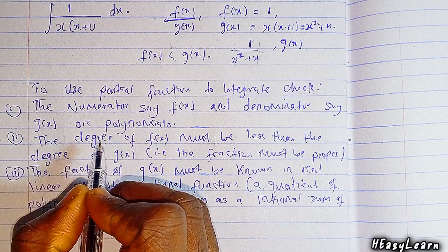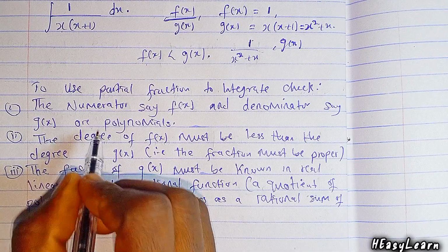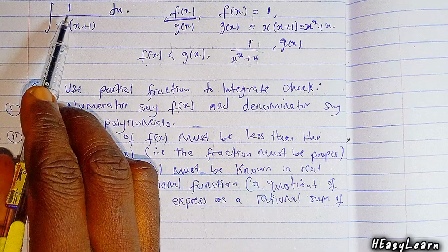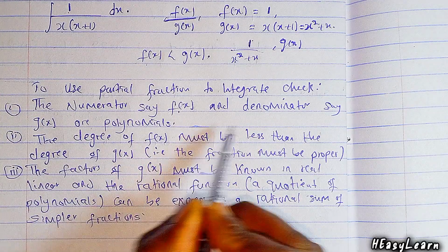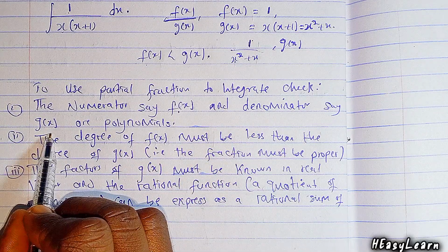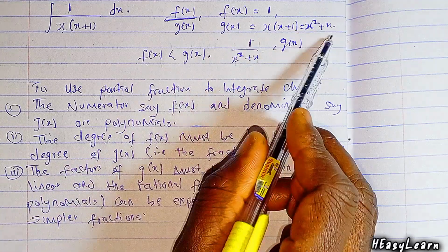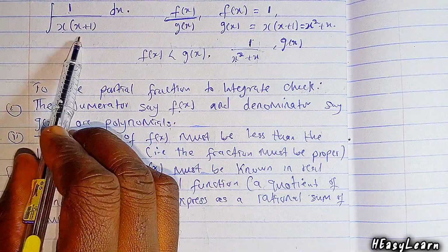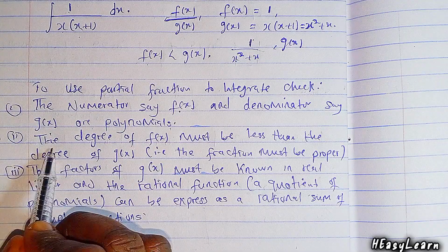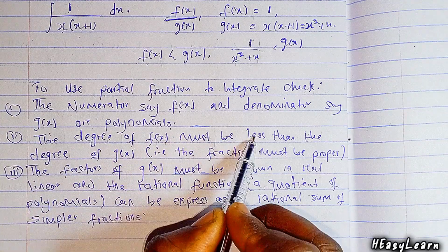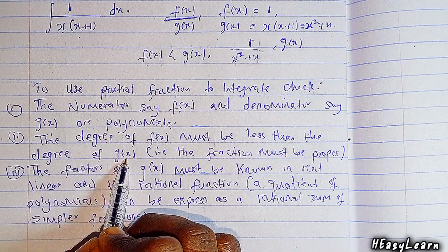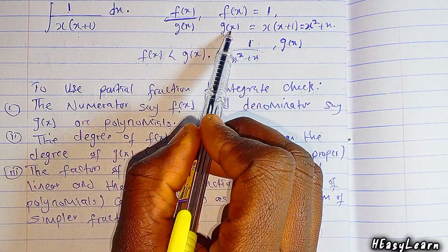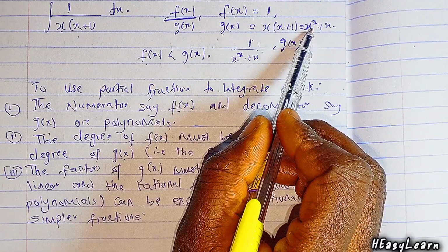So to use the partial fraction method to integrate, we have to check that the numerator, say f of x, in this case 1, and the denominator, say g of x, which is x squared plus x, are polynomials. The condition 1 is satisfied in this case. The degree of f of x must be less than the degree of g of x. Of course, f of x is even a constant function. The degree of g of x is 2 in this case.